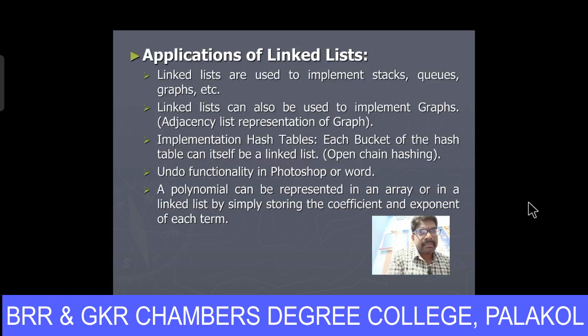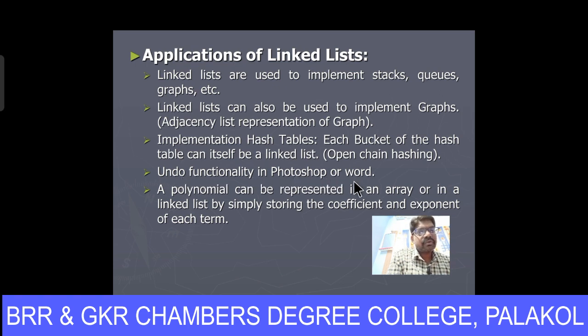Okay, so what are the applications of linked lists? We have already discussed the advantages and disadvantages; now we discuss the applications. Linked lists are used to implement stacks, queues, graphs, trees, etc. Stacks can be implemented using arrays or linked lists, and queues can also use arrays or linked lists. Graphs and trees also use arrays and linked lists. The adjacency list representation of a graph we will discuss later. In hash table implementation, each bucket of the hash table can itself be a linked list, as in open chain hashing.